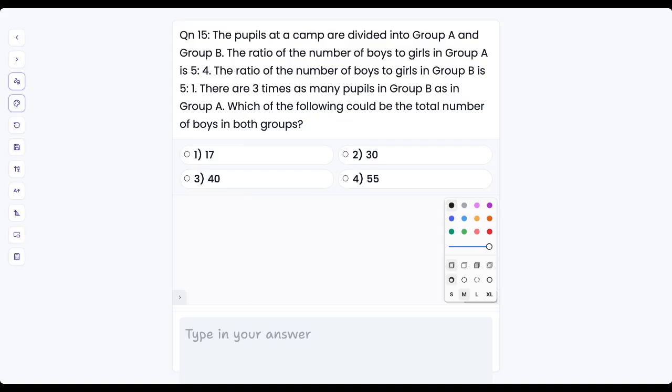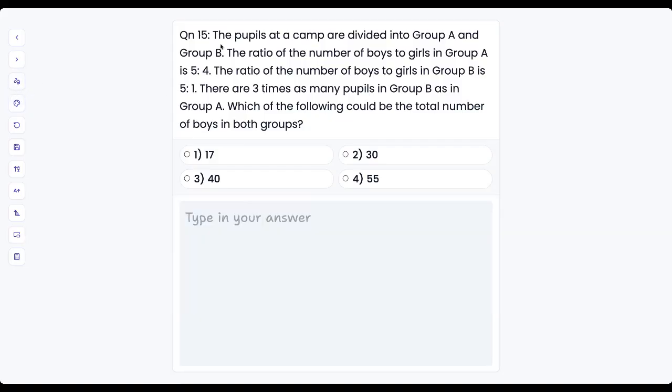Question 15. The pupils at a camp are divided into group A and group B. The ratio of number of boys to girls in group A is 5 is to 4. The ratio of number of boys to girls in group B is 5 is to 1. There are 3 times as many pupils in group B as in group A. Which of the following could be the total number of boys in both groups?